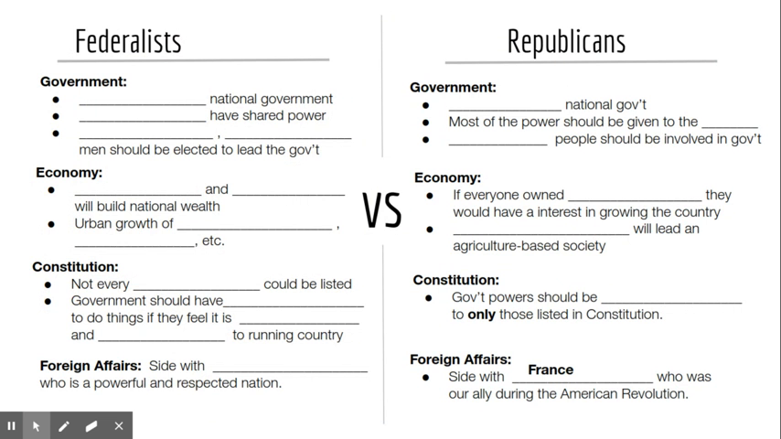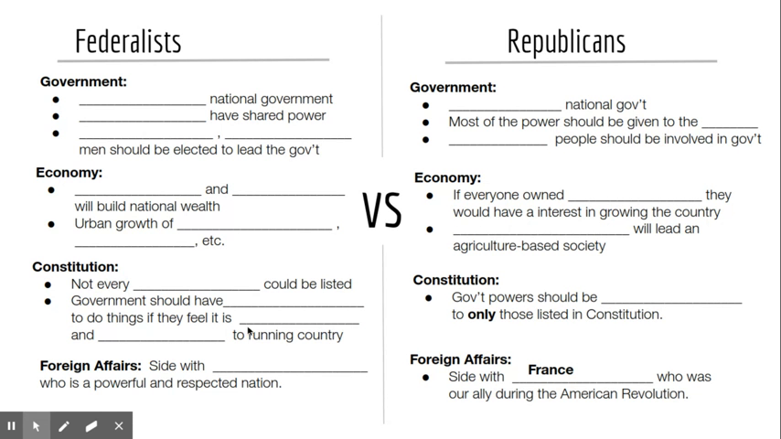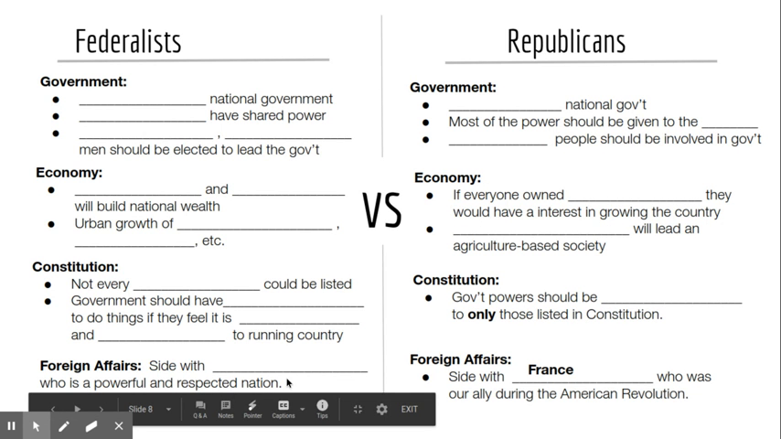So let's go ahead and get through this. This is a T-chart that tells you about the government, economy, constitution, and foreign affairs of each of the parties. As you can see, France is already on the bottom down here. We'll get to that. But for the most part, it's going to bounce back and forth between each one. And then down here, it's going to cover this, then cover this, and then we'll cover the nations.